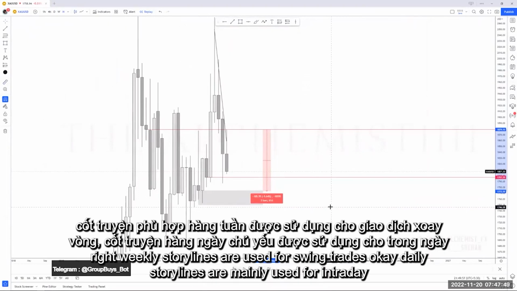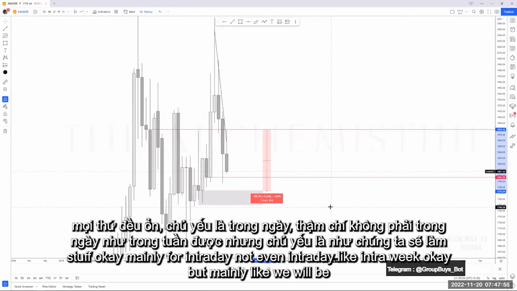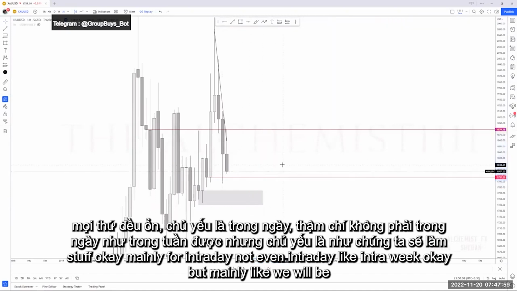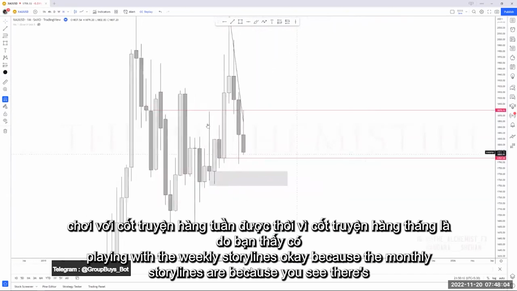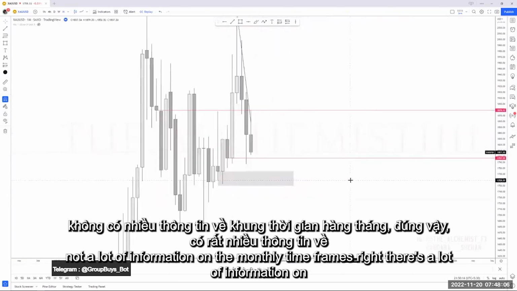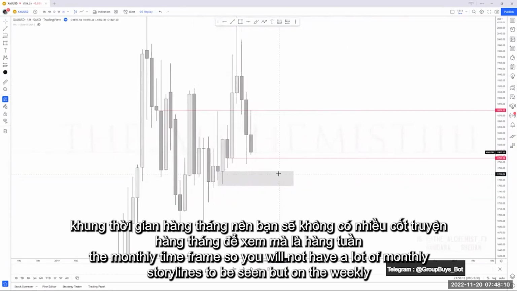Weekly storylines are used for swing trades. Daily storylines are mainly used for intraday, not even intraday, more like intra-week. But mainly we will be playing with the weekly storylines, because there's not a lot of information on the monthly time frames. So you will not have a lot of monthly storylines to be seen. But on the weekly, I'll show you a lot.